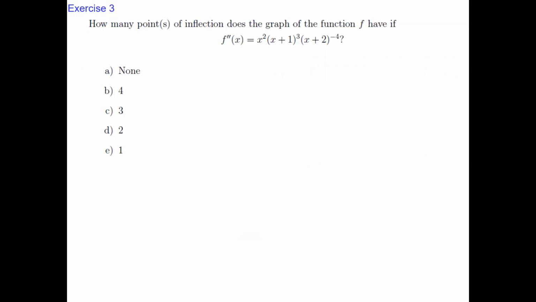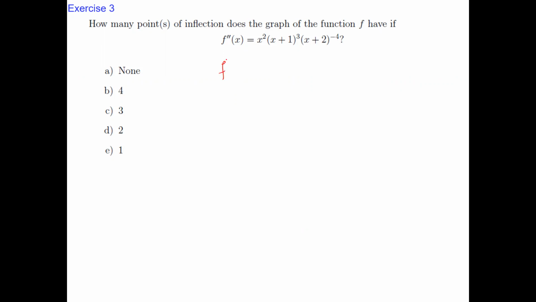Okay, exercise number 3. How many points of inflection does the graph of the function f have if the second derivative is provided and it's equal to x squared times (x plus 1) cubed times (x plus 2) to the power of -4.